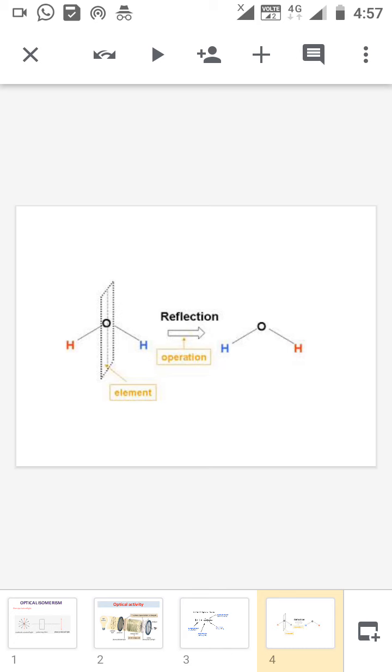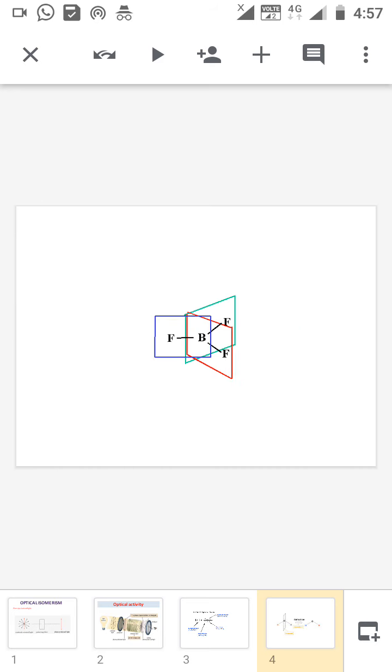two-dimensional area which cuts the molecule into 2 equal halves, and this plane is passed through the molecular axis of the water molecule. The molecular axis passes through the oxygen, so this plane is also passing through the molecular axis. So we will get the reflection like this, HOH. If the molecule shows the same reflection as the original molecule, then we say the molecule has a plane of symmetry.